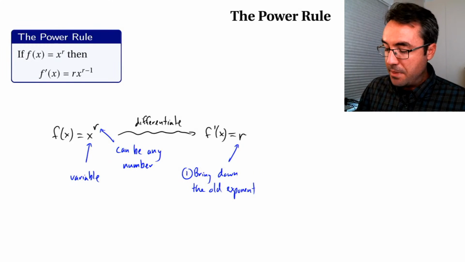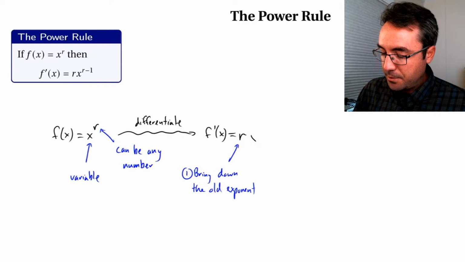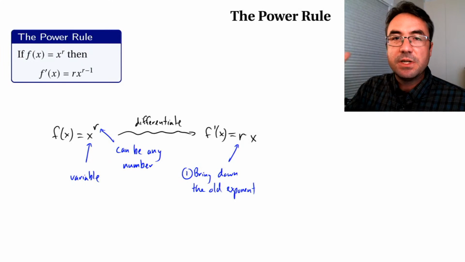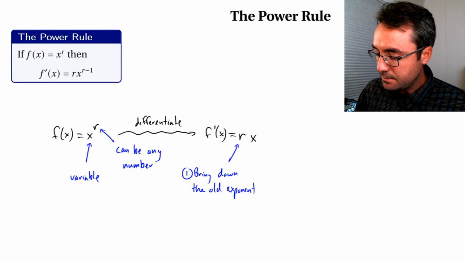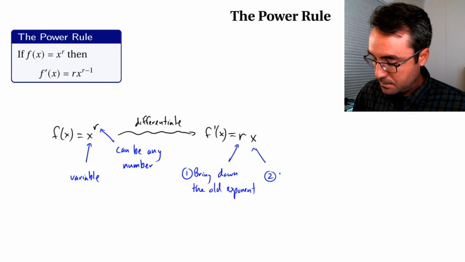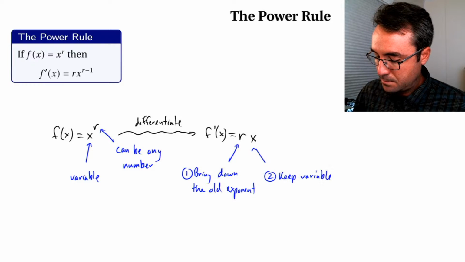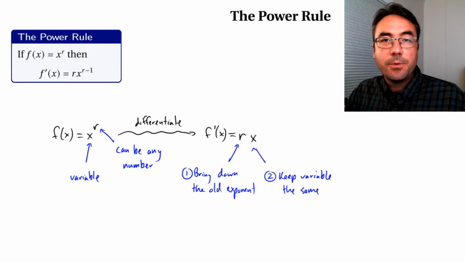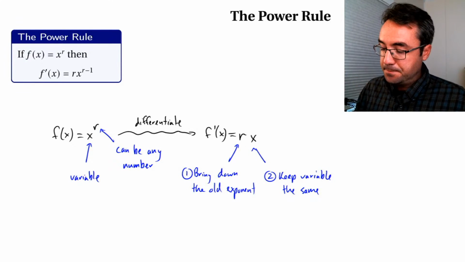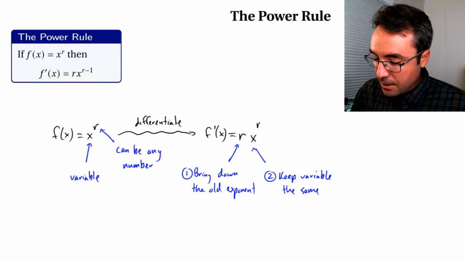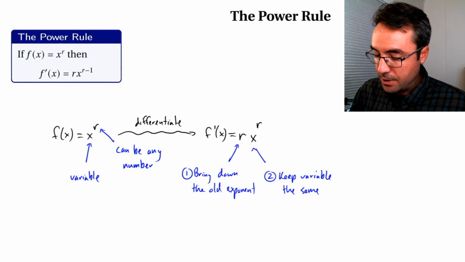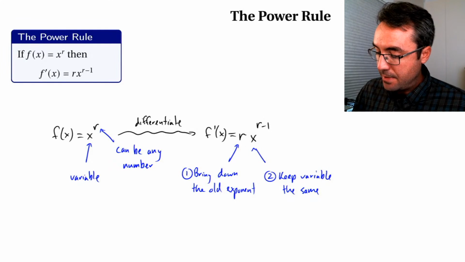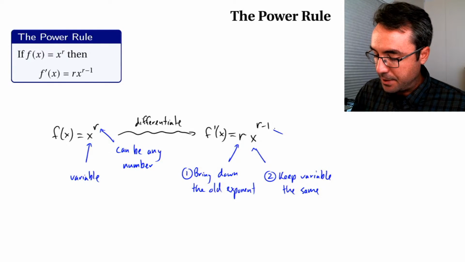All right, once we've done that, then we just keep our variable the same. So our variable is x, it's going to stay x. And then in the exponent, what do we do? Well, we're going to subtract 1. So we're going to take our old exponent, which was r, and we're going to subtract 1 from it. And that's sort of the third little step here.